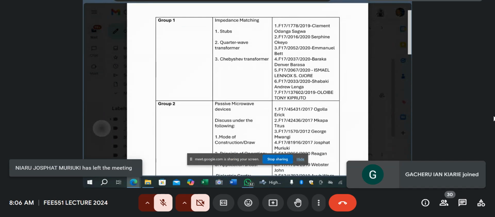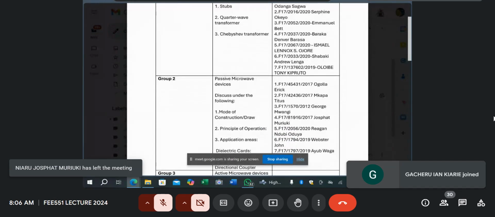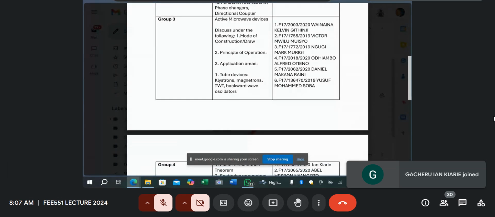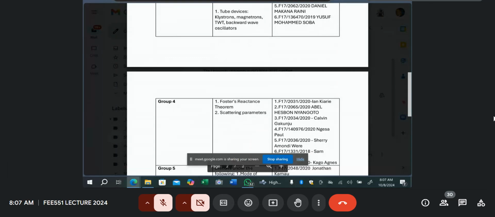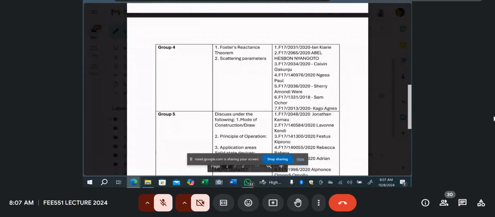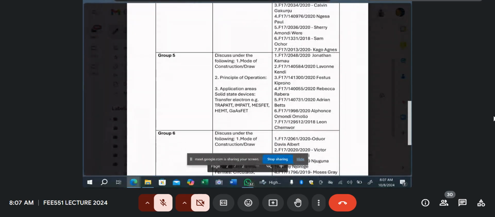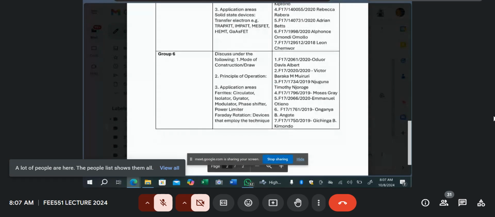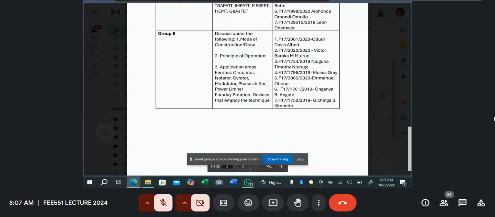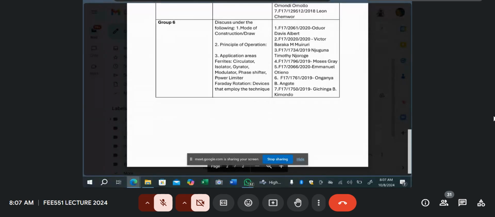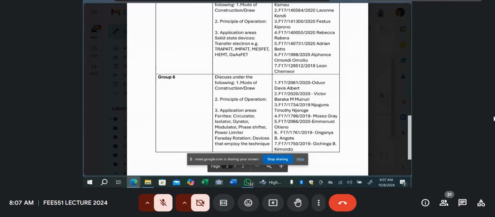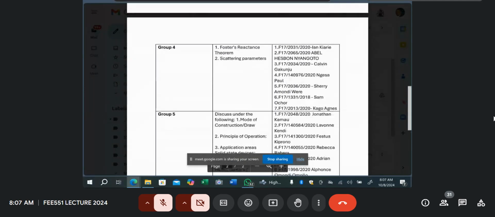So we have that from group one, then group two will be passive microwave devices, group three active, group four Foster's reactance theorem and scattering parameters, and group five will be discussing these active devices. Group six, passive again. So it's six, so it's about 7 per group.